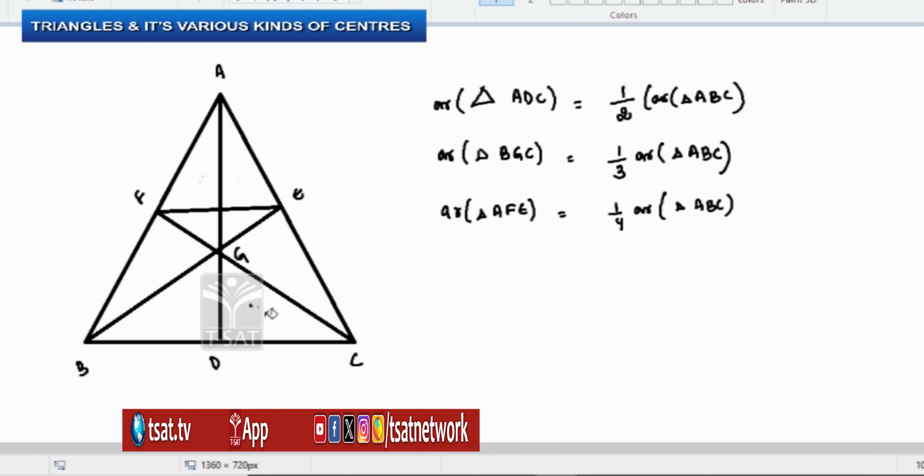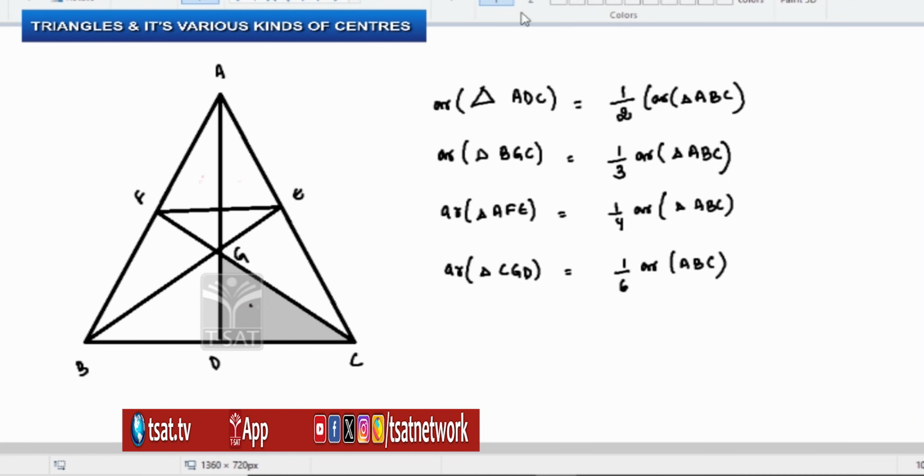If you consider any small triangle in this, for example triangle CGD or DGC, it is 1/6 of the triangle ABC.